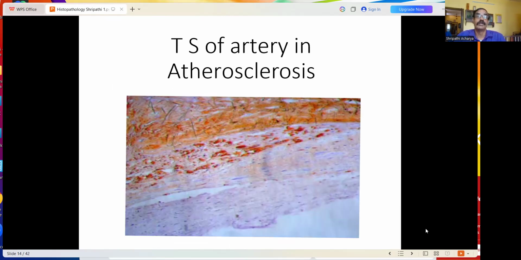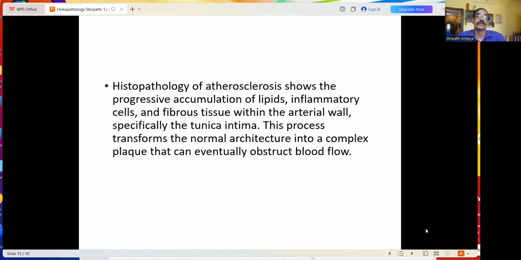Next, TS of an artery in atherosclerosis. Histopathology of atherosclerosis shows the progressive accumulation of lipids, inflammatory cells, and fibrous tissue within the arterial wall, especially the tunica intima. This process transforms the normal architecture into a complex plaque that can eventually obstruct blood flow.